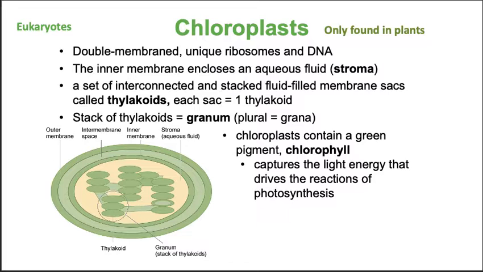And you see in this picture, you have these stacks. And this entire stack is called a granum. And each individual sac is called a thylakoid. It's actually the membrane of the thylakoid where photosynthesis takes place. So the electron transport chain that uses sunlight to convert sunlight into ATP and then use that ATP to make sugars, that's all taking place in the thylakoid membrane, and that's not the outer or the inner membrane of the chloroplast.